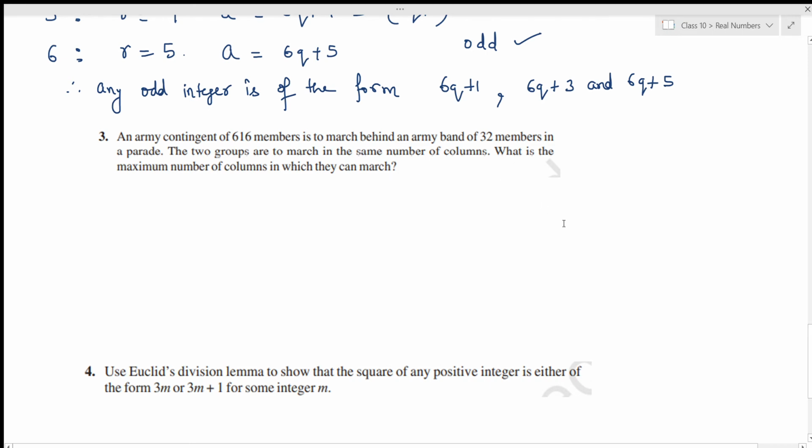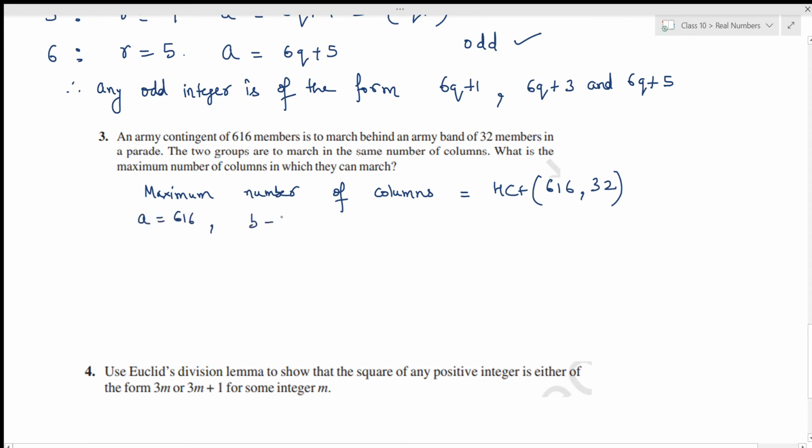So meaning you need to divide this number by this. The HCF will tell you. So the maximum number of columns that can be there in the march is equal to the HCF of 616 and 32. How can you find the HCF? Again, we will use Euclid's division algorithm. So here A is equal to 616, B is equal to 32. So using Euclid's division algorithm, I'll do the HCF thing.